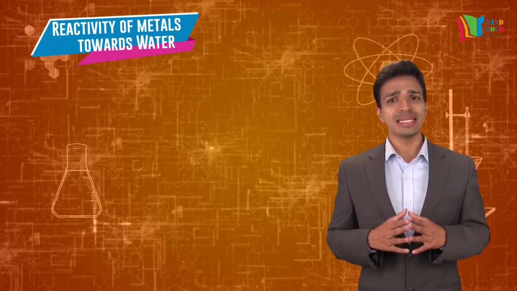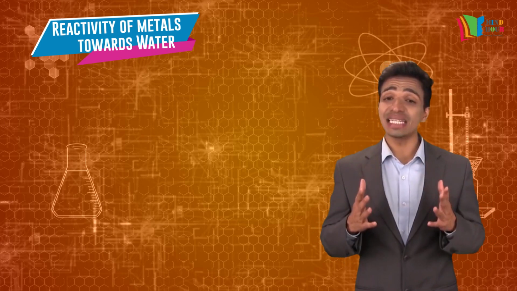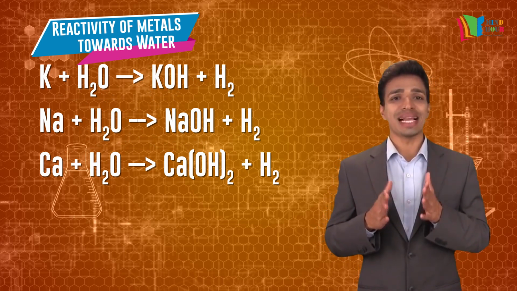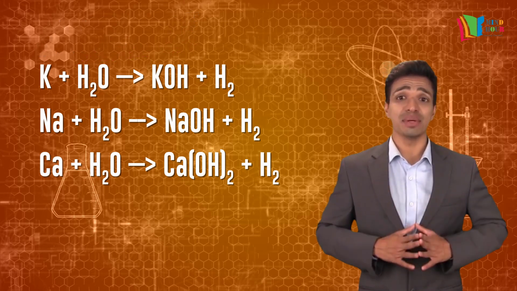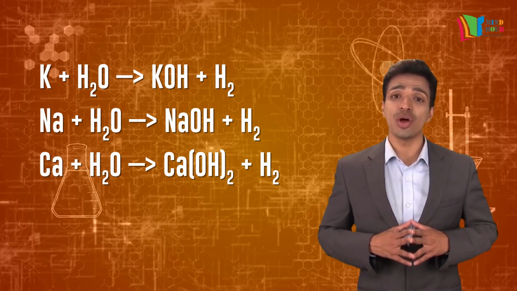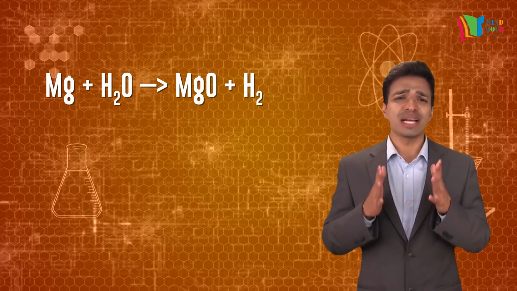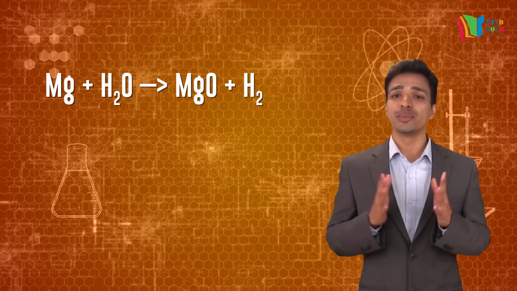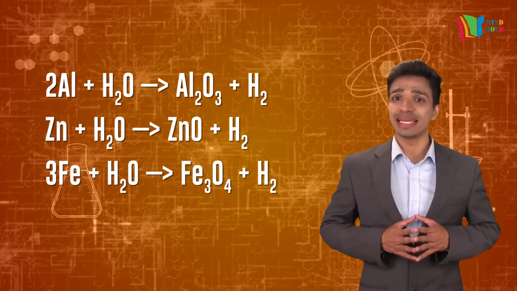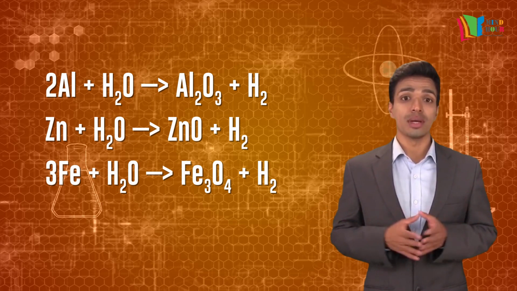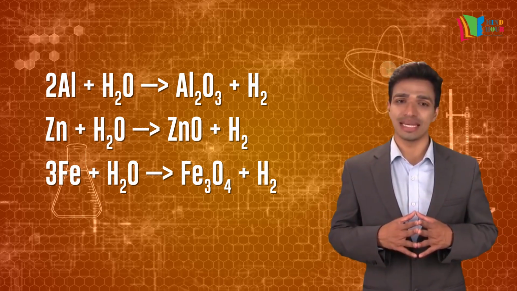While moving down in the activity series, the reactivity towards water decreases. Potassium, sodium, and calcium can react vigorously even with cold water with the liberation of hydrogen gas. Magnesium reacts very slowly with cold water but can react vigorously with hot water to produce hydrogen gas. Metals like aluminium, zinc, and iron do not react with cold water or warm water but can react with hot steam.